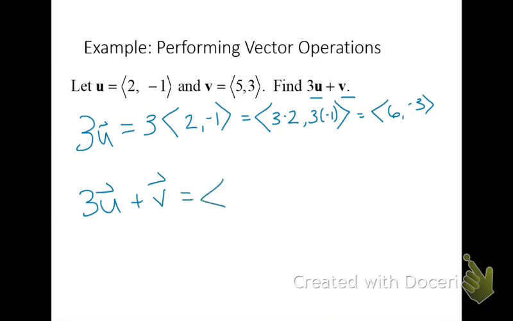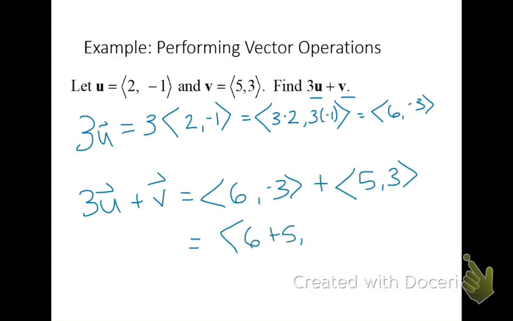So my 3u is actually <6, -3>, and my v vector is my <5, 3>. So if I go to add these two together, I'm going to get 6 plus 5 and -3 plus 3. 6 plus 5 is 11, -3 plus 3 is 0. And that is going to be my vector. So let's keep going.